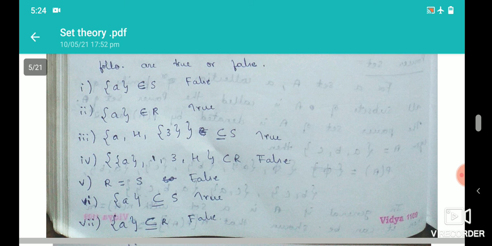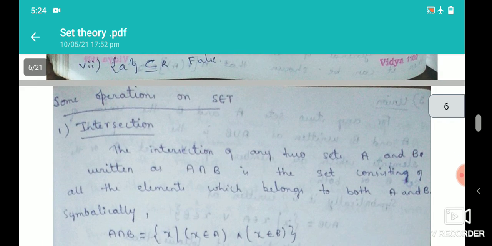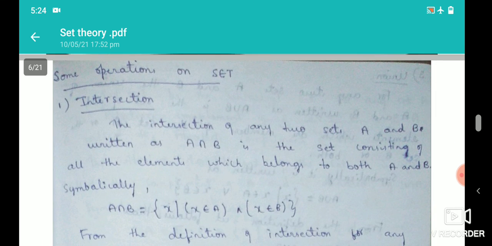Okay, then explained about the power set, subset. Okay, in the next class I will explain about some of the operations on set theory. Okay, I will continue in the next class.